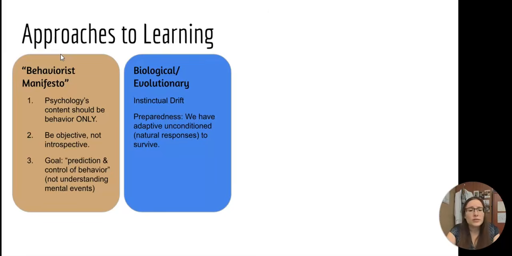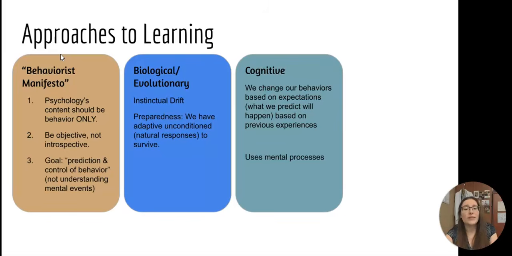There's the biological approach that is going to be looking at our preparedness, our genetic predispositions, allowing us to learn what we can, right? And the fact that we will easily unlearn things that are against our instincts through instinctual drift. We also have the cognitive approach that says we are going to change our behaviors based on expectations, based on our prior experiences, really emphasizing those mental processes that are ignored by the behaviorists.